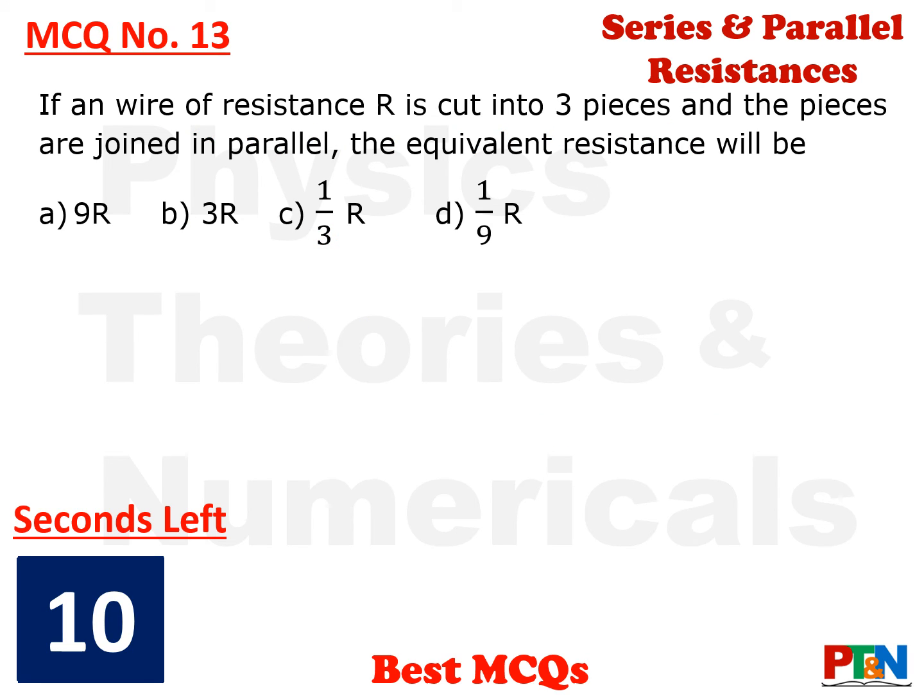If a wire of resistance R is cut into three pieces and the pieces are joined in parallel, the equivalent resistance will be? 4 options. 10 seconds time for you. Your time starts now.